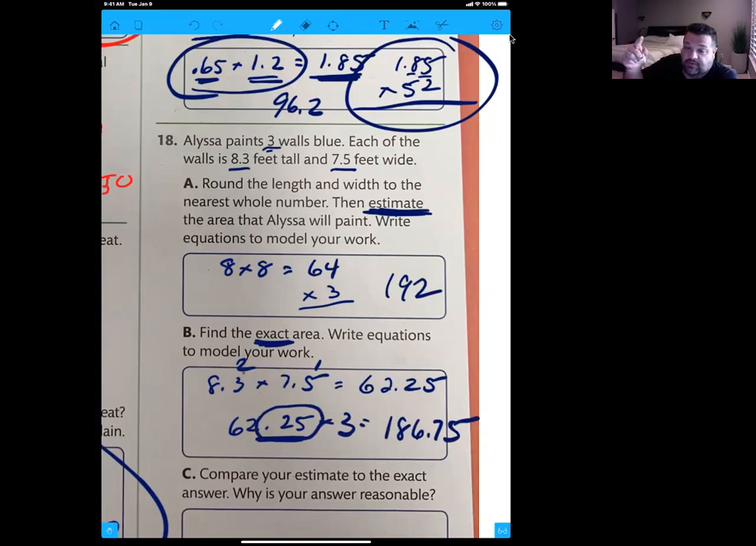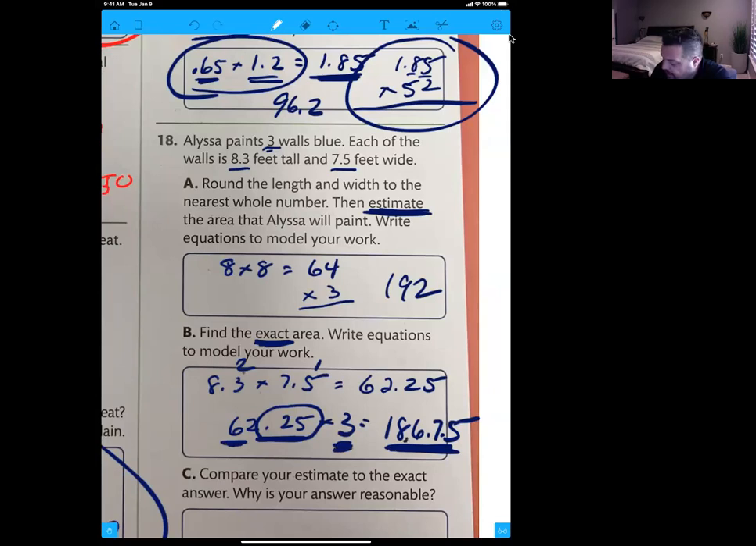Remember, you have to move the decimal twice, right? And just think about it. If you have 60 something times 3, 60 times 3 is 180. So your answer has to be around 180. If you move the decimal point wrong and put it over here, well, that's 1,860. Well, 60 times this 3 doesn't get you 1,000 something, right?